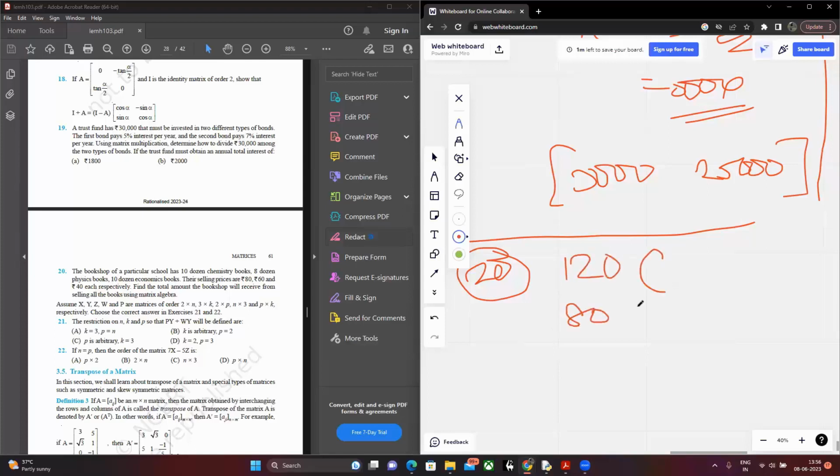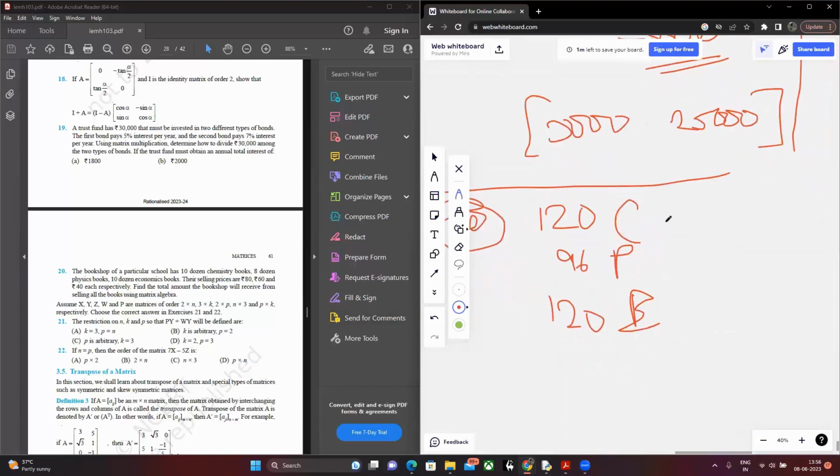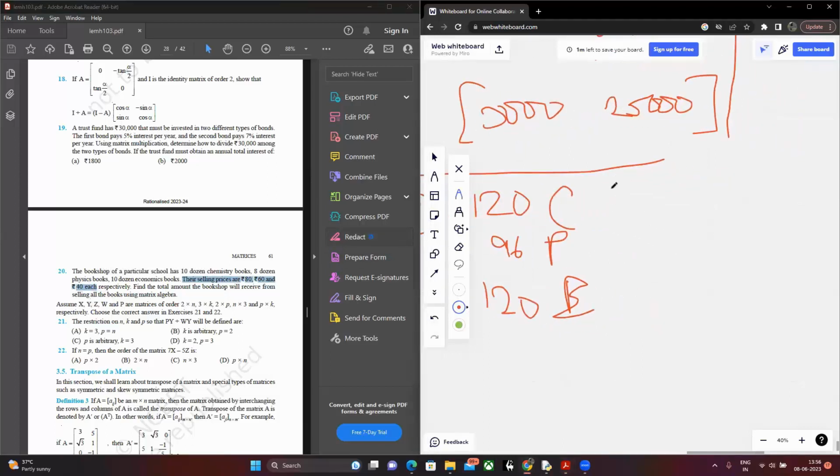You have 120 chemistry books, you have 96 physics books, and you have 120 economics books. I'm using C for chemistry, P for physics, and E for economics. The prices are given for each book, not for a dozen books, since it says 80, 60, and 40 each, meaning for a single book. So now you have the books, and their respective prices over here: 80, 60, and 40.